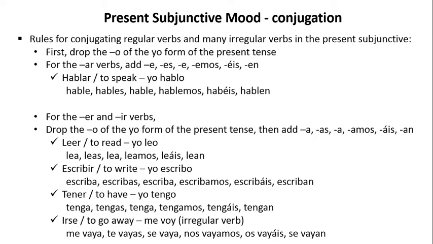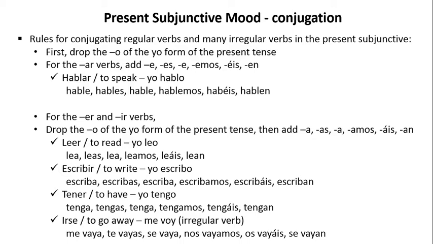Now, in this slide, I'll present the conjugation rules for this present subjunctive. Now, the rules for regular verbs and many irregular verbs are the same. First, drop the O of the yo form of the present tense. For the AR verb, add e, es, e, emos, éis, and en. For example, hablar, which is to speak. Let's begin with yo hablo. We drop the O, apply the rules, and we get hable, hables, hable, hablemos, habléis, hablen.